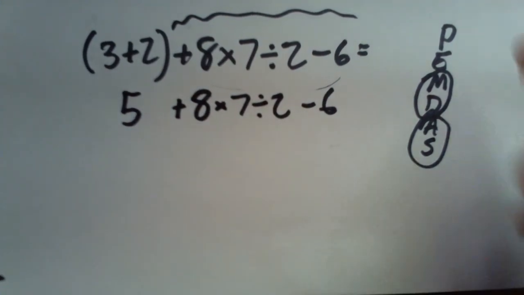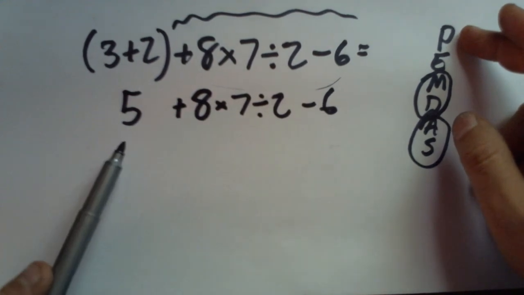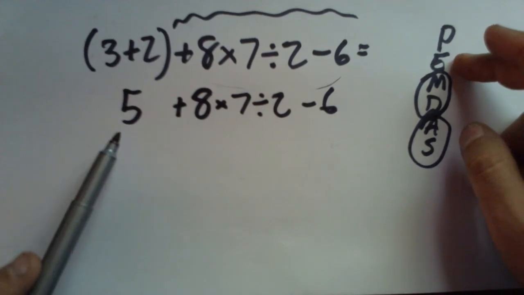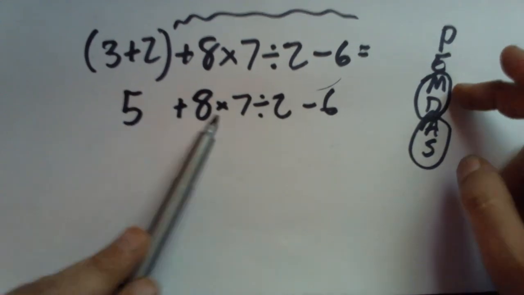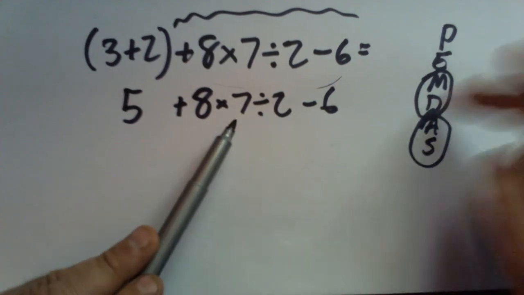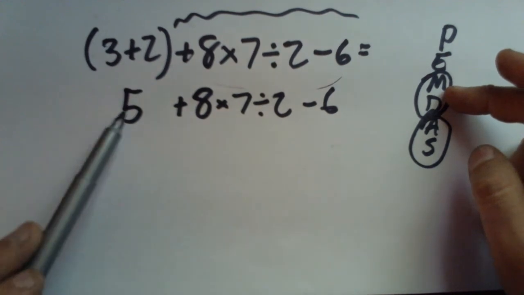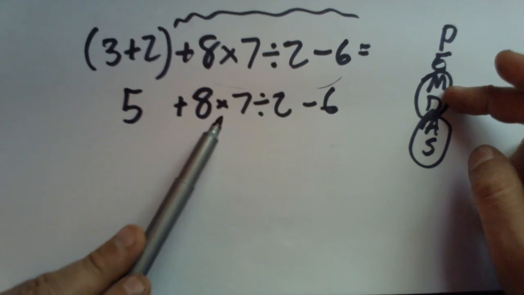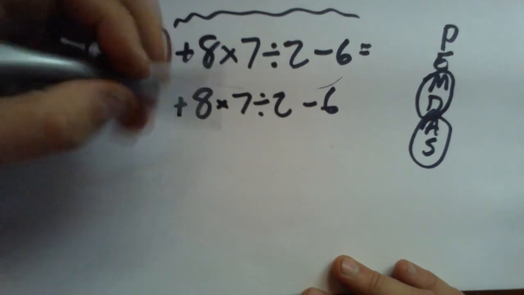Okay. So I'm going to look again. P, parentheses. Are there any? There are not. Exponents. So anything to the second power, third power, fourth power, I don't see it. Now multiply and divide. I've got to multiply. I've got to divide. Which one do I do first? The order of M and D does not matter. The first one I do is the first one I hit coming from left to right. The first one I hit is 8 times 7.